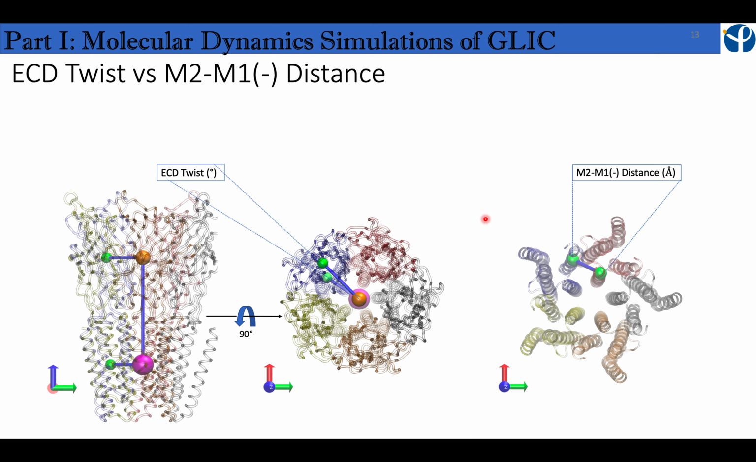But what about TMD? For TMD, we have M2 M1 minus distance. When I say minus, it basically means the previous one, previous in the sense of clockwise direction. Okay, so this is M2, then this is M1 minus, and we are basically measuring the distance based on their center of masses.